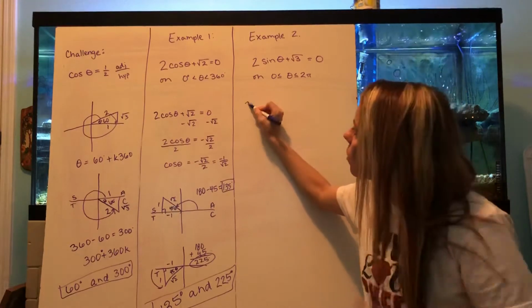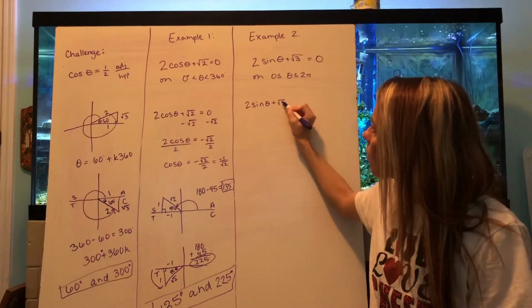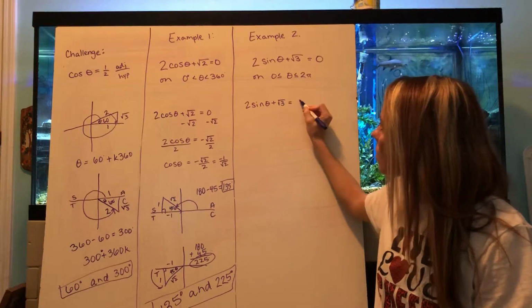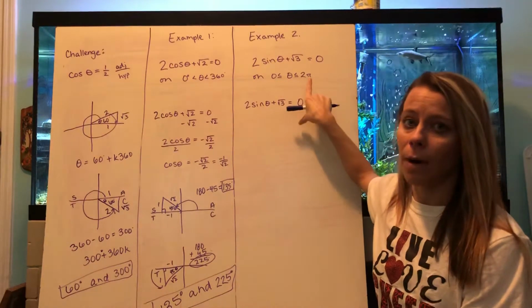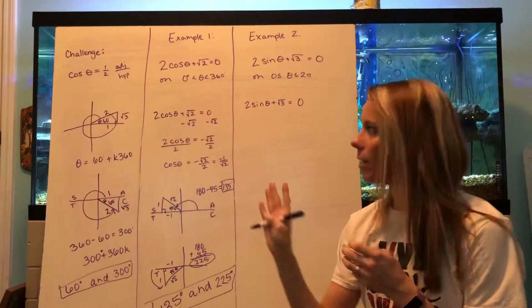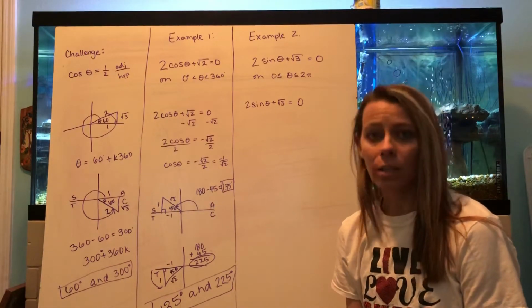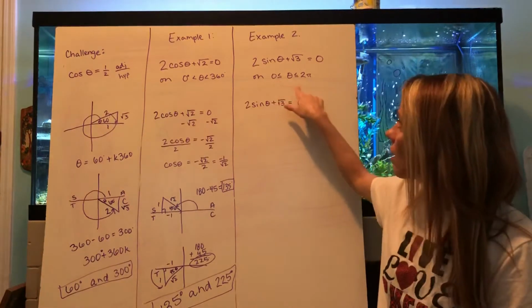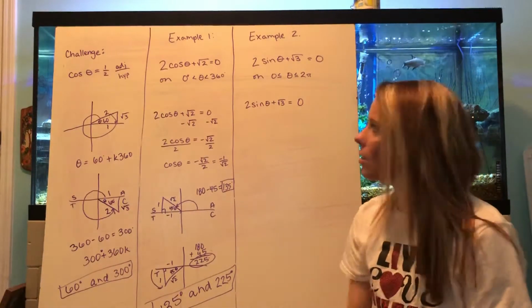But we have 2 sine theta plus the square root of 3 equals 0. Now this time our interval is from 0 to 2 pi. So I solve it the exact same way as we did the other example. I think in degrees, and then I go ahead and convert it to radians. But since they're giving us the interval in radians, we have to give our answer in radians.